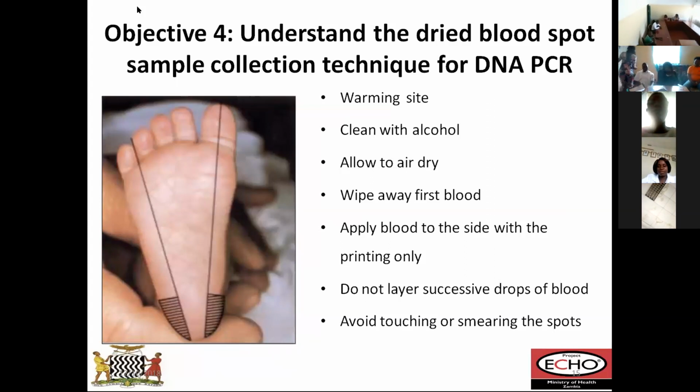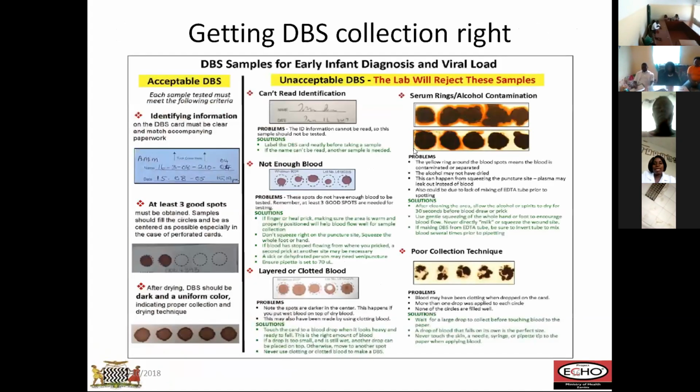Apply the blood to the slide on the printed side of the paper only, and do not layer successive drops of blood. Just apply 1 drop of blood per circle on the card, and avoid touching or smearing the spots. So those are the basic steps that you need to take to collect a DBS sample. And before you send to the lab, make sure it is well dried and packaged properly as per guidance.